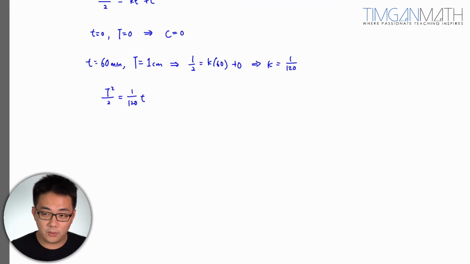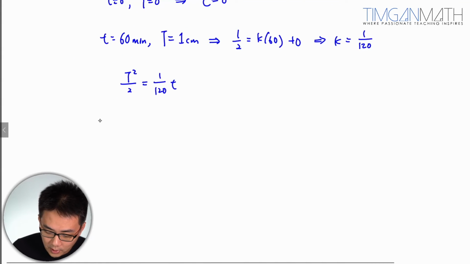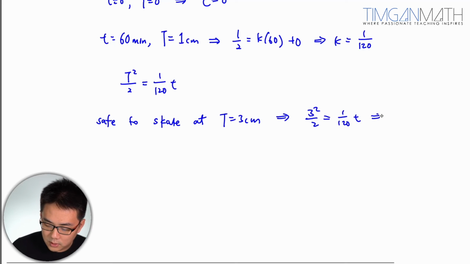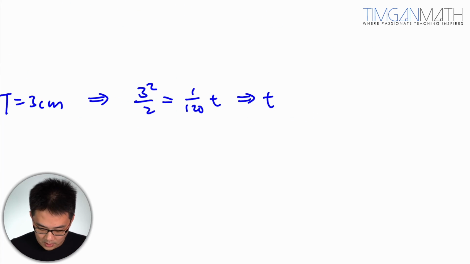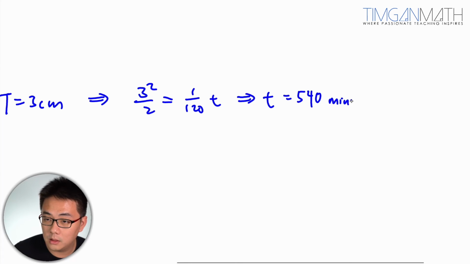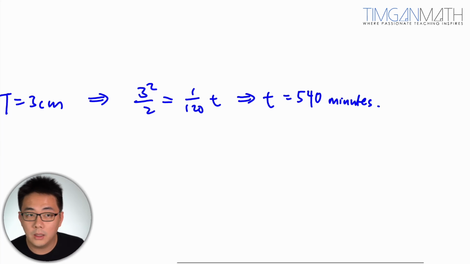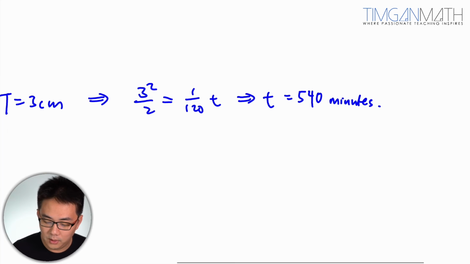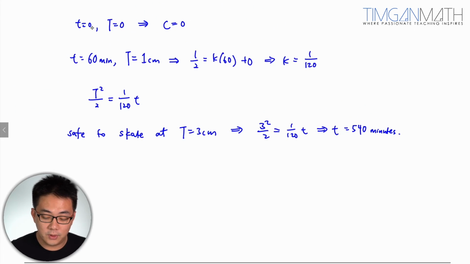The freezing commences at t equals 0, until the ice is first safe to skate on, which is at T equals 3 cm. So when T equals 3, 3 squared over 2 equals t over 120. So t is 9 over 2 times 120, which is 540 minutes. This is how you do this part: you need 540 minutes from the time it starts freezing, t equals 0.